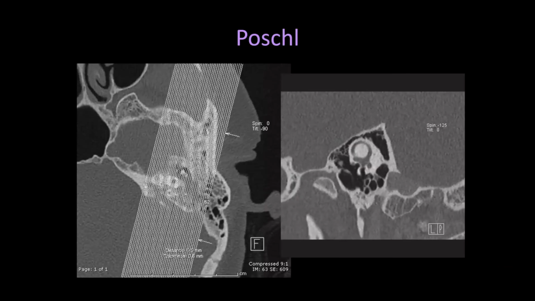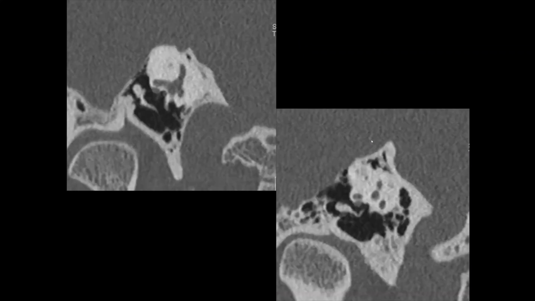Okay, so Pöschl view is that view that's obtained parallel to the superior semicircular canal. And as I mentioned, we obtain this on all of our temporal bone CTs, and it allows us to see the superior semicircular canal in its near entirety, which you can see nicely here, and you can see the nice bony covering of the semicircular canal.